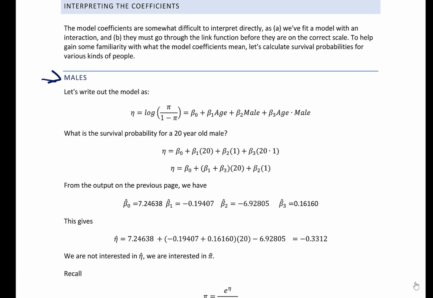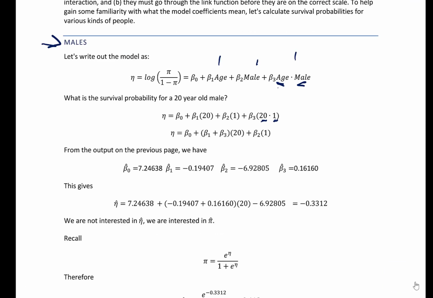So we're going to start out by writing our model. And so notice here in the model I have age, male, and that interaction term. And we could ask, what is the survival probability for a 20-year-old male? So remember that males are coded as a 1 in this case, so everywhere I have a male, I'm going to put in a 1, and for age, I'm going to place in 20. We've done this several times before with linear regression, a very similar process. So here, we get down to here, and we get really what the model is, not the estimate. We get the model for a 20-year-old male.